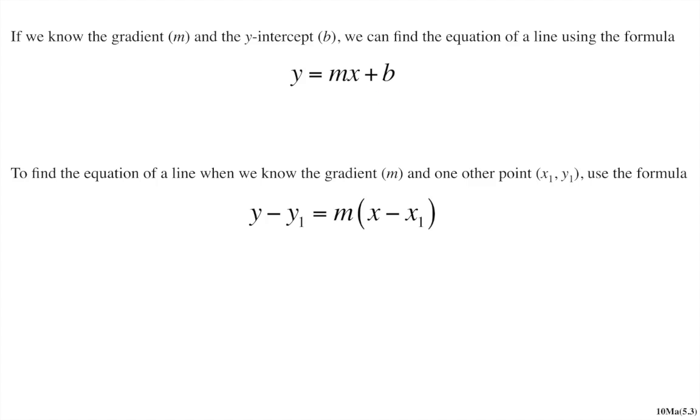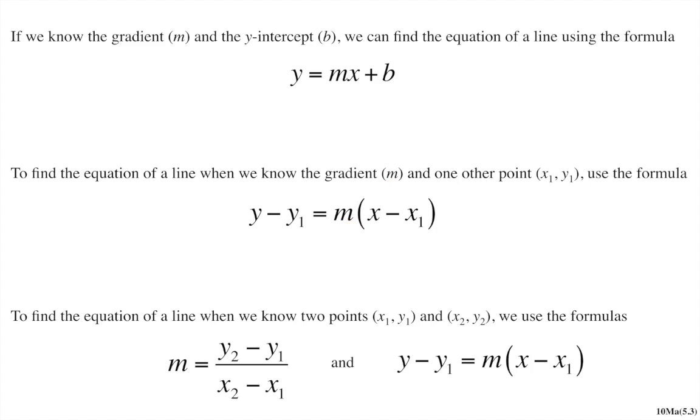Now I also showed you a slightly different formula last year. y minus y1 equals m bracket x take x1. x1 and y1 are the x value and the y value of the one point that we know. Not the points, the one point we know. And m is also the gradient.